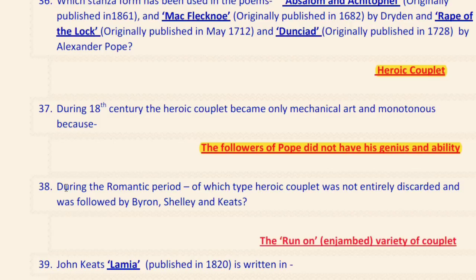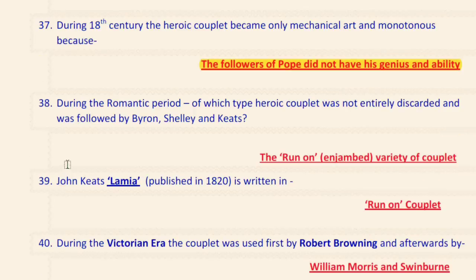Question number 38. During the Romantic period, of which type was heroic couplet not entirely discarded and was followed by Byron, Shelley and Keats? The answer is the run-on. It's a variety of couplet.